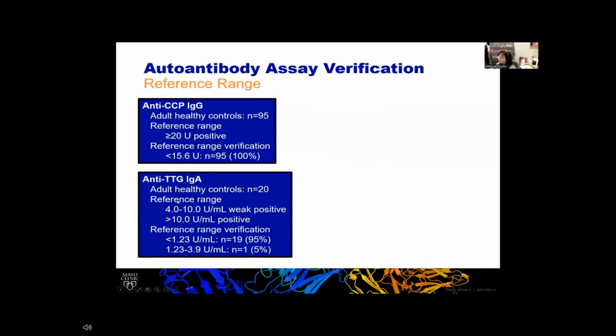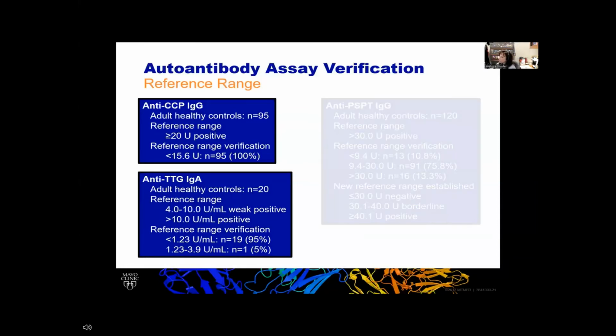The reference range for this particular assay was 4 to 10 units per milliliter being weak positive, and then greater than 10 being positive. When we measured the 20 healthy controls, our reference range verification showed that 19 of our samples were undetectable or falling below the analytical measuring range at less than 1.2 units per milliliter. We had one sample that gave us a numeric value, but that was still less than the cutoff for weak positive. So again, all 20 of the samples that we measured were classified as negative according to the manufacturer's range.